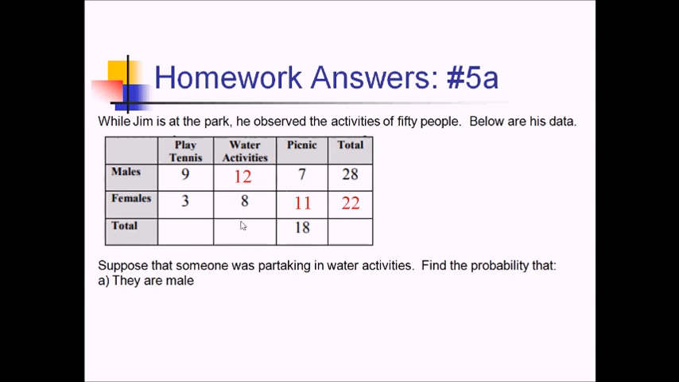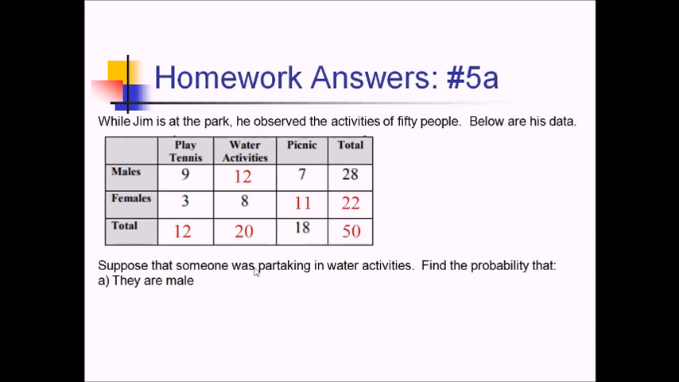And now we can fill in this bottom row. We have 12 people playing tennis, 20 people with water activities, and then we have 50 people overall. And they said 50, so they actually gave us that. We just kind of forgot about it because it wasn't a word instead of a number. And now let's just double check here. So 28 plus 22 does add up to 50, so everything checks out.